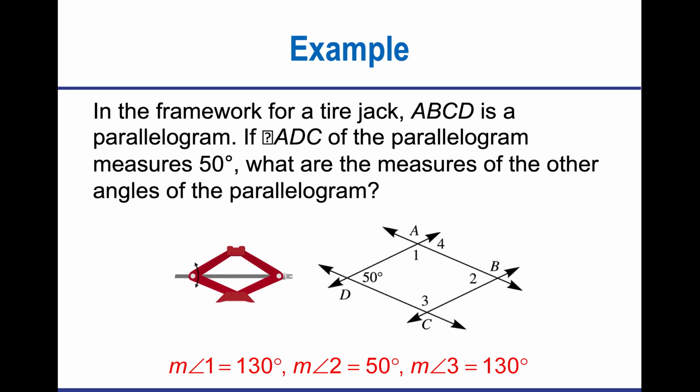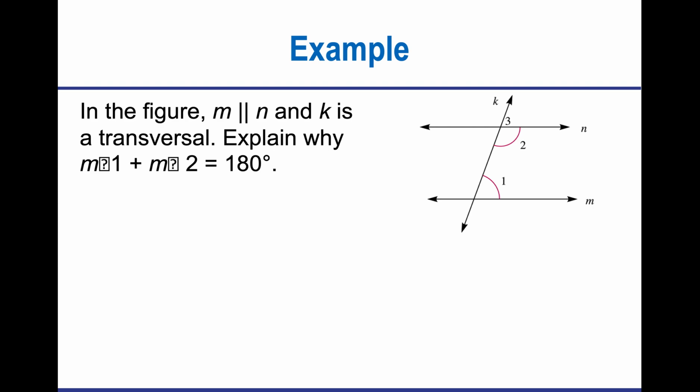So I know that angle 1 is going to be 130 because angle 1 and the angle next to 50 degrees are alternate interior angles, which also means angle 2 is going to be 50, and angle 3 is going to be 130, because our quadrilaterals, because they're encased in two parallel lines, are going to have opposite angles congruent.